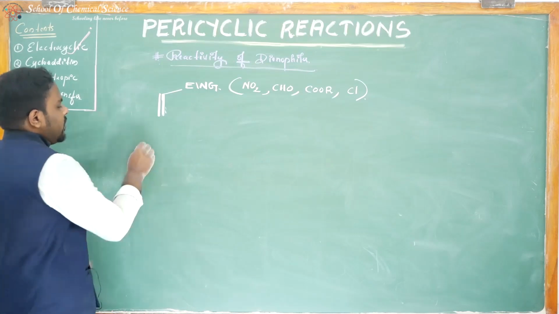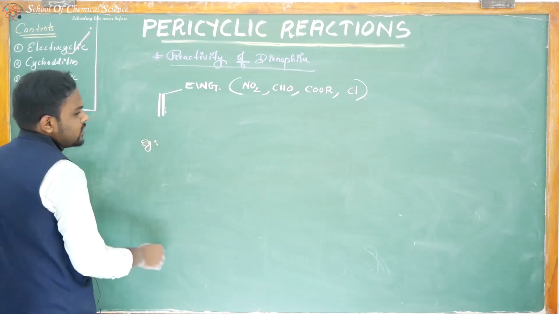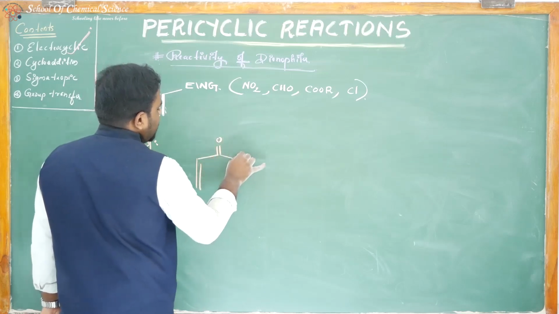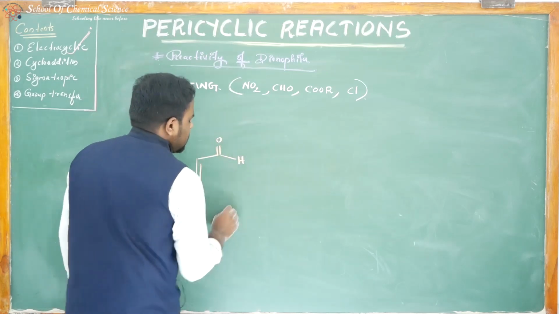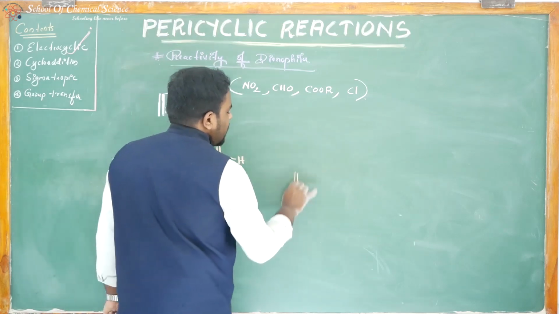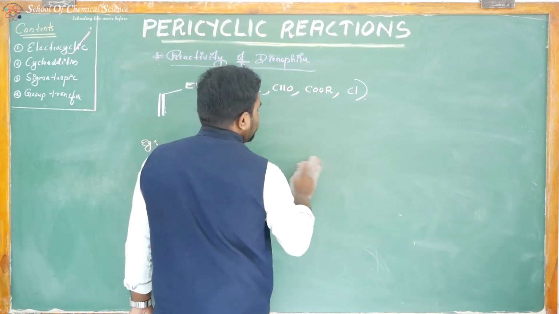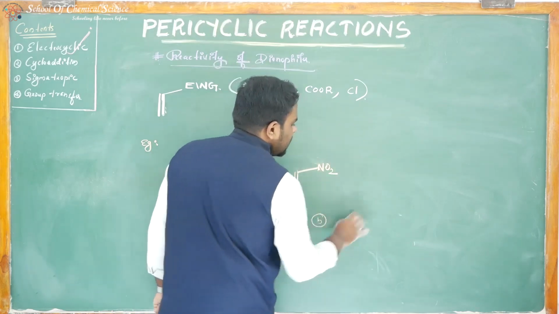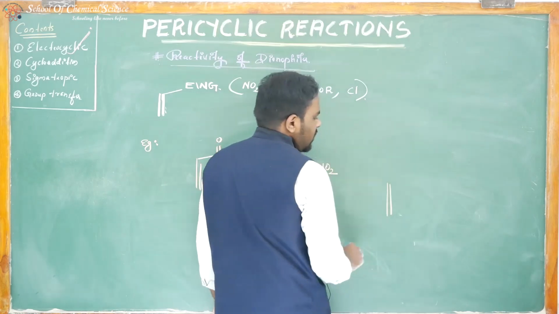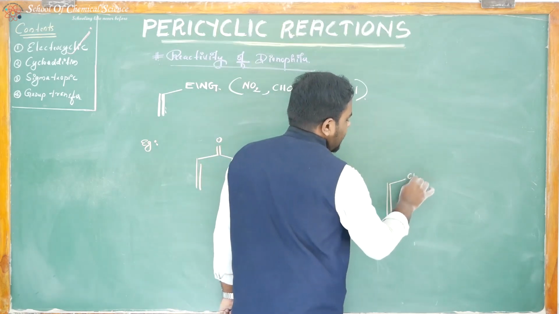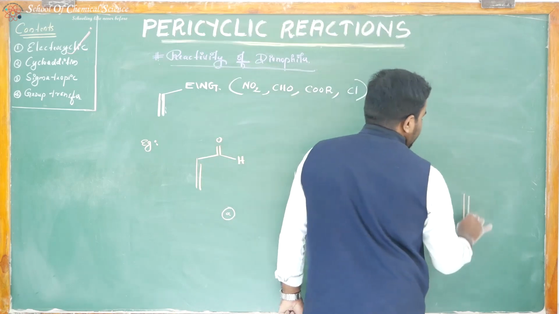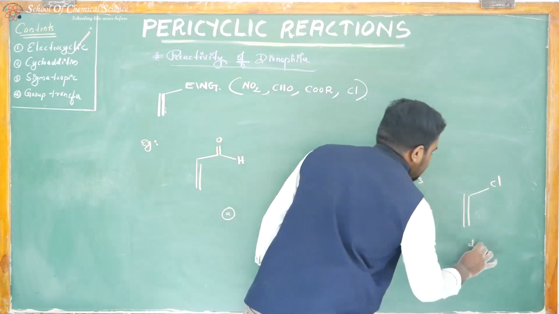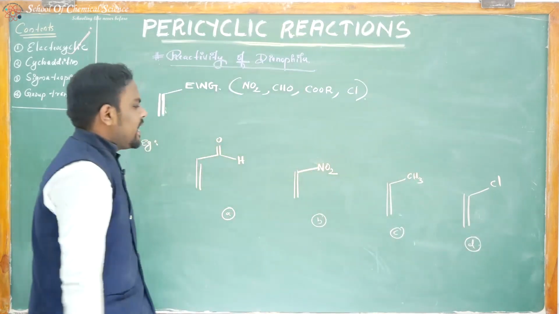So I write an example, or a question. Here a dienophile, double bond CHO. This is A. The next one, double bond NO2. This is B. The next one, double bond CH3. Then the fourth one, double bond Cl. This is C and this is D. What is the order of reactivity?